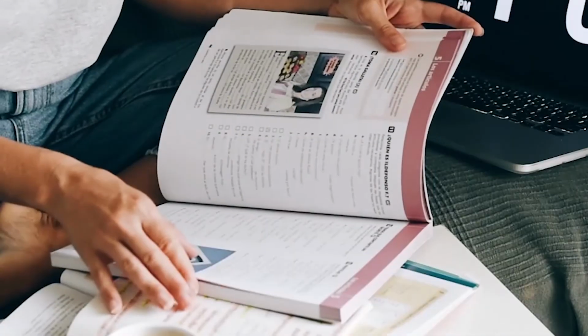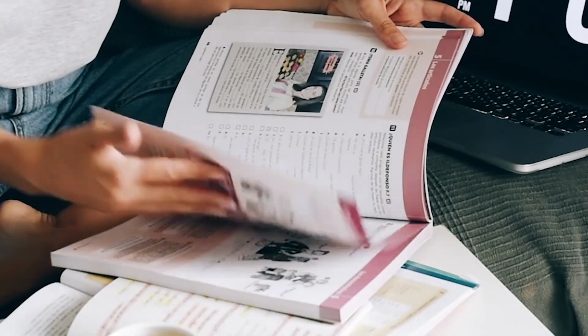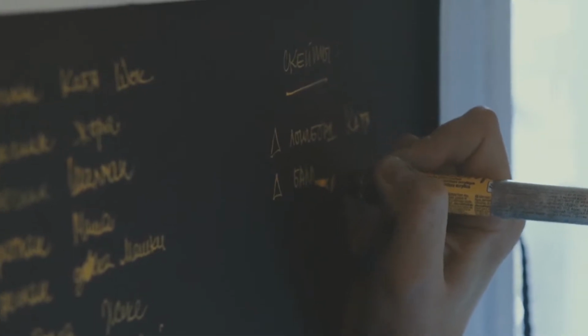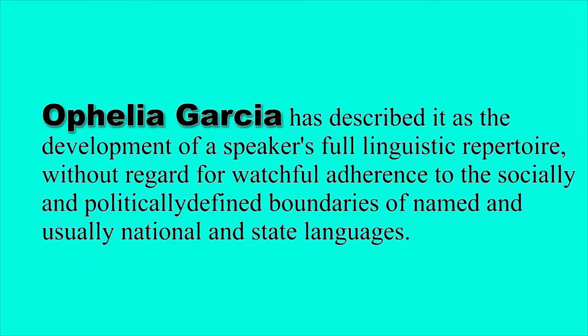Before we end this discussion, let me briefly describe the concept of translanguaging, which is frequently used in multilingual society. Ofelia Garcia has described it as the development of a speaker's full linguistic repertoire without regard for watchful adherence to the socially and politically defined boundaries of named, and usually national and state, languages.